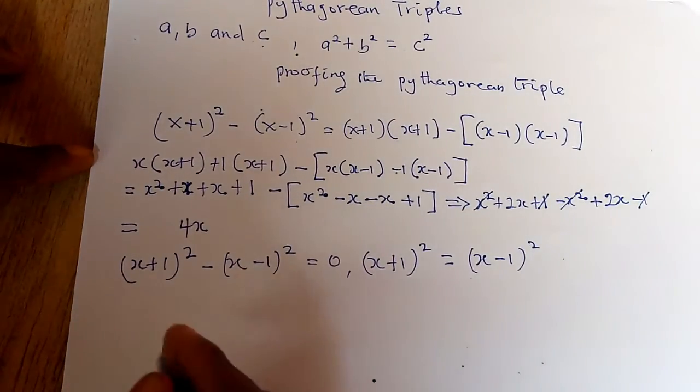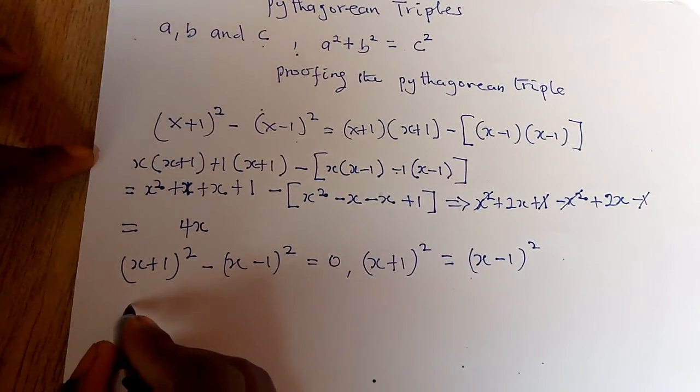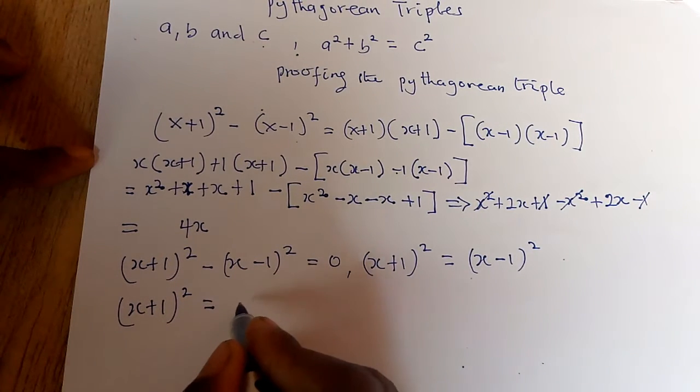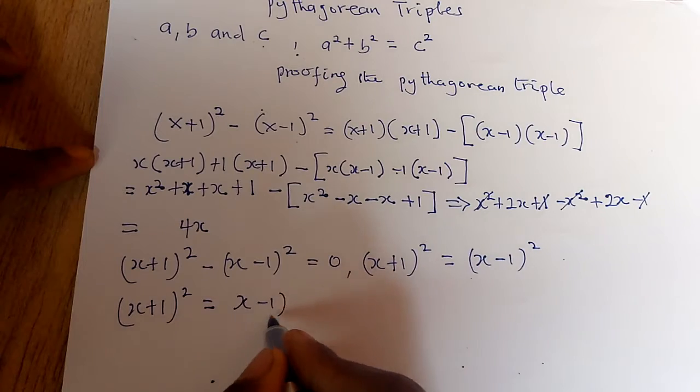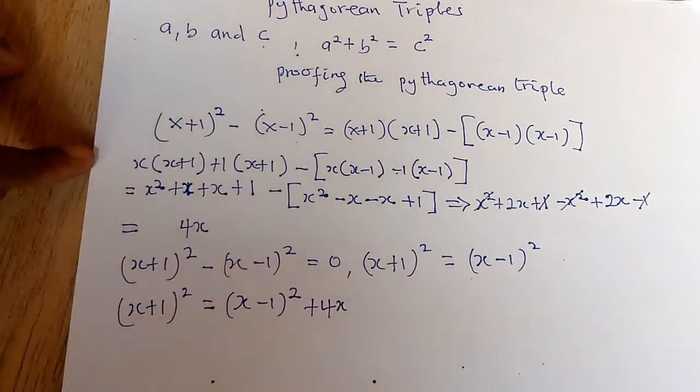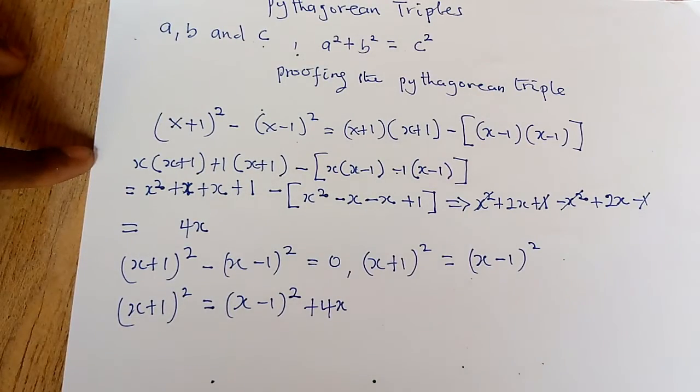So it is mathematically sound to write (x+1)² is the same as (x-1)² + 4x. Please, if you like, expand this one and then expand this one and see if you do not get the same thing. You get the same thing. So (x+1)² is equal to (x-1)² + 4x.